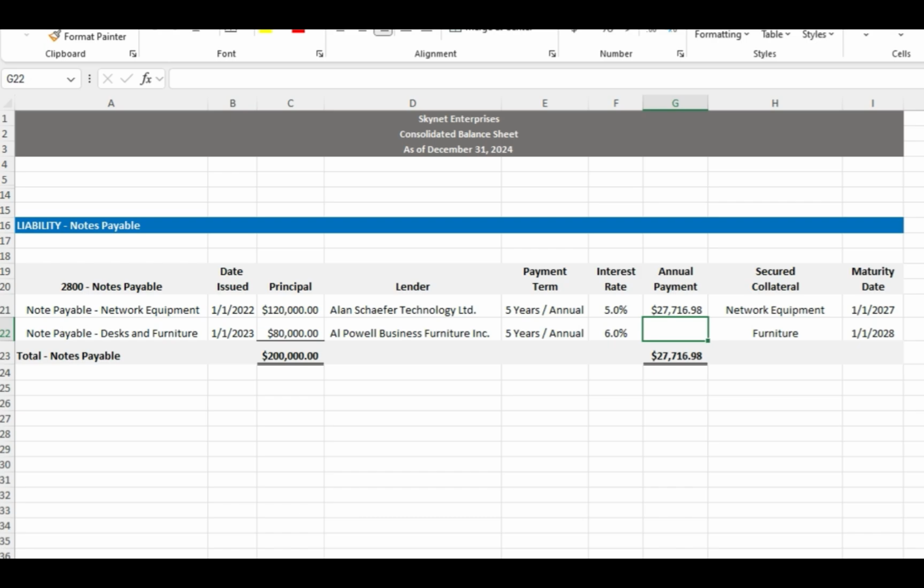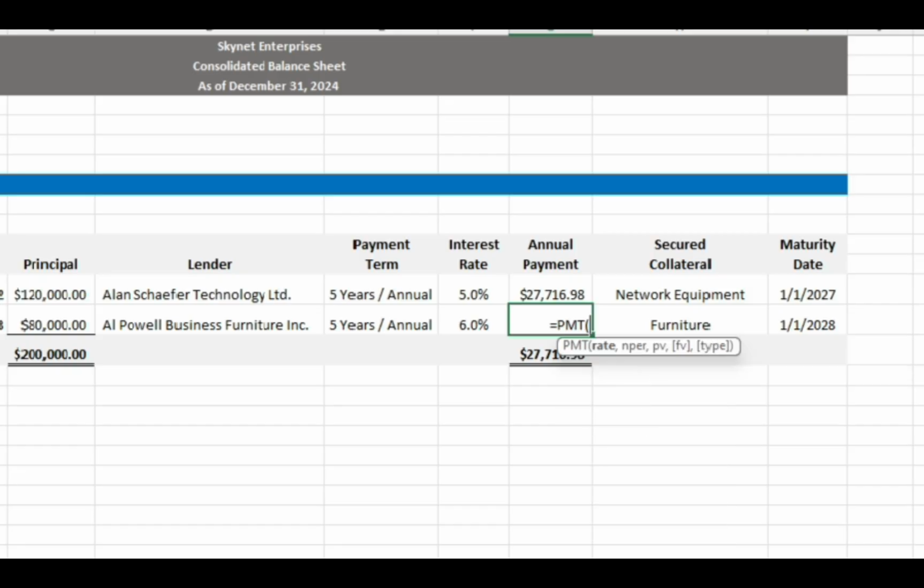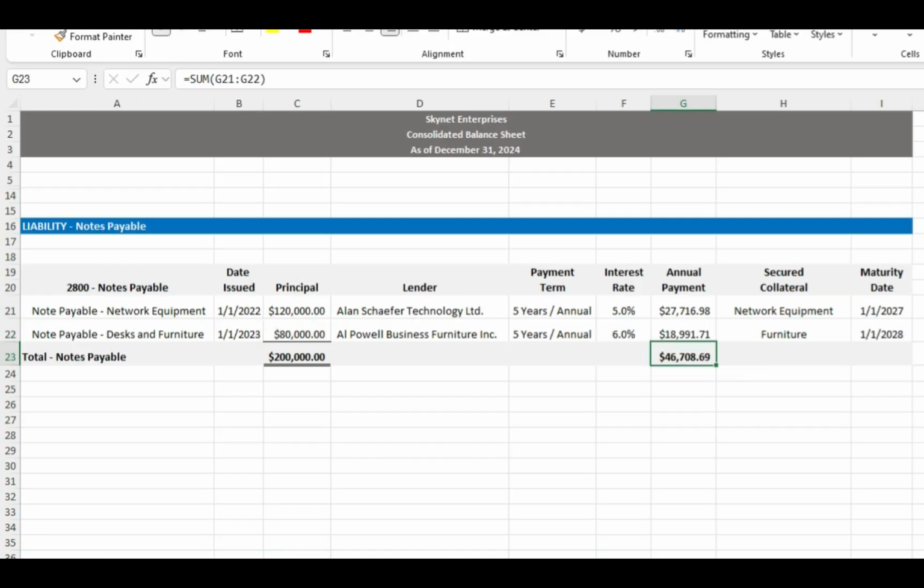Now we have this other note payable for desk and furniture, same concept. The date was issued 1/1/23, $80,000 from Al Pal Business Furniture. It's a 5-year payment term, annual payment at 6%, and it's secured by the furniture. If we default on this promissory note, they'll take the furniture back, and it's due in 5 years. We'll quickly run through the payment function one more time. I'm going to grab our interest rate, 5-year loan, 5 payments, present value, what we borrowed, and they're expecting us to pay it back, so the future value should be 0. Annual payment of principal and interest, $18,991.71.